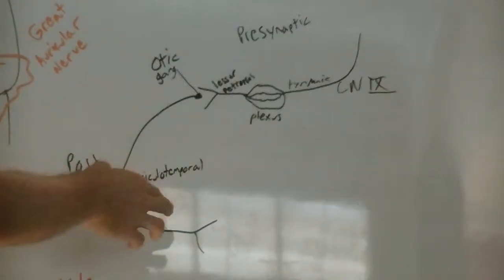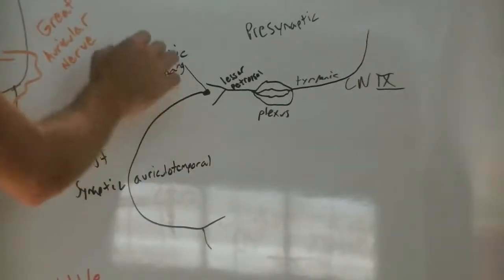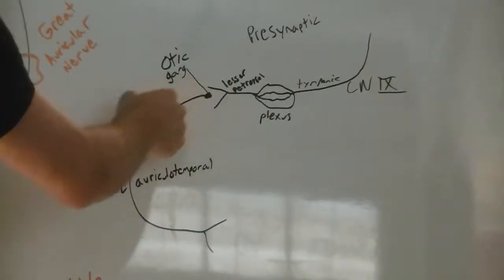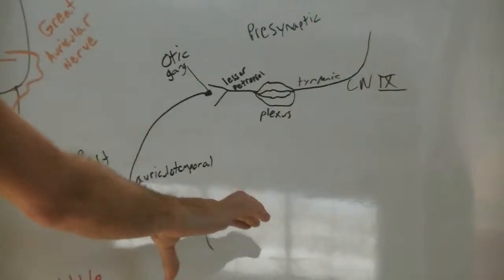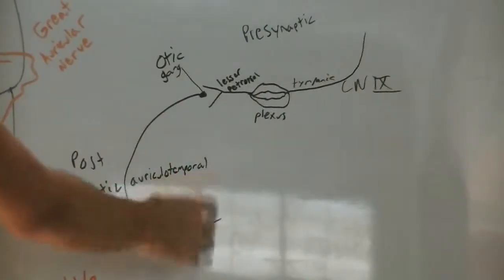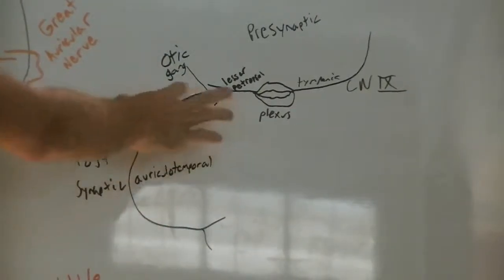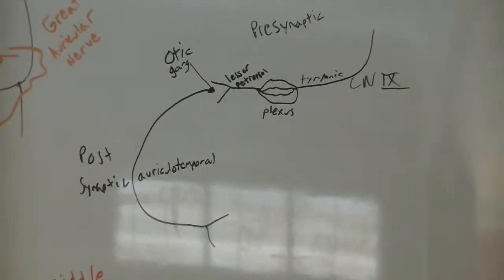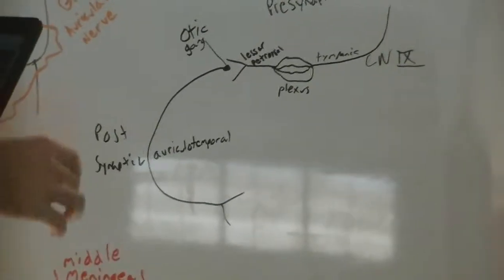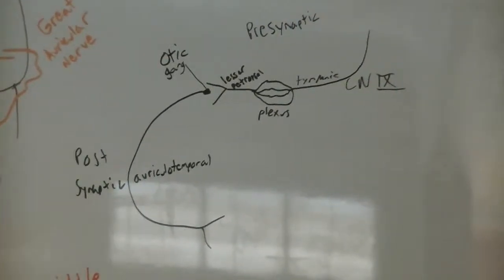The lesser petrosal will then interact at the otic ganglion. From there, going out to the parotid gland through the auriculotemporal nerve is known as the postsynaptic portion. Again, that's nerve supply going to the parotid gland.